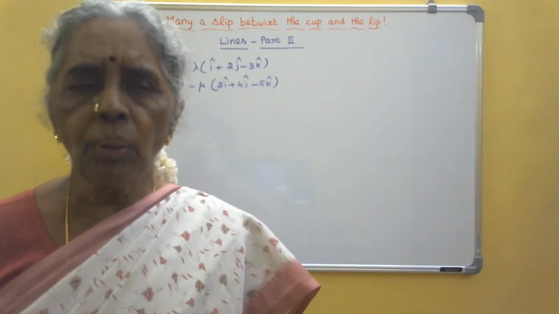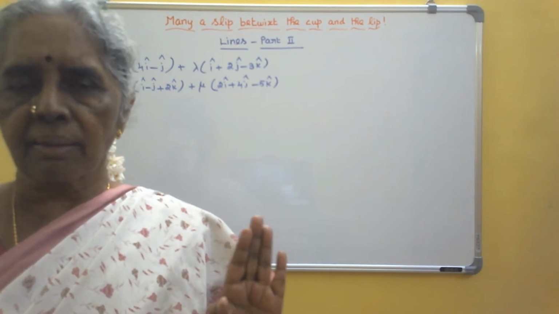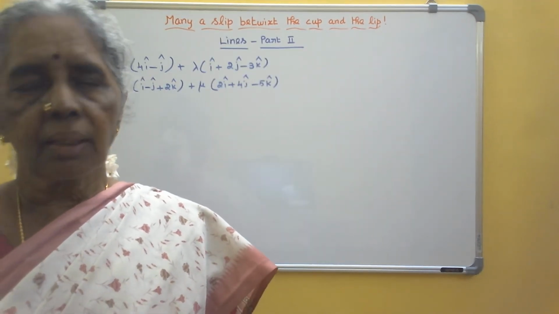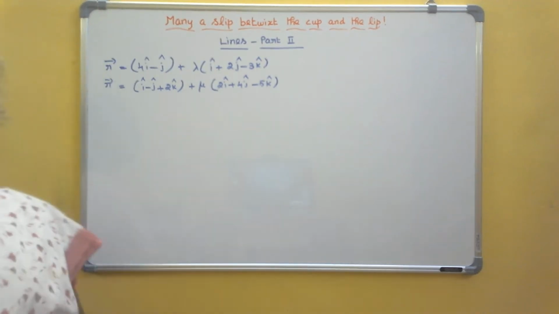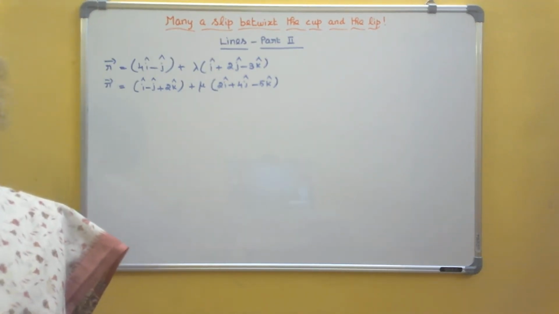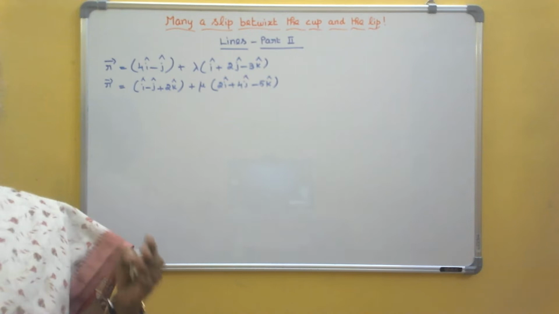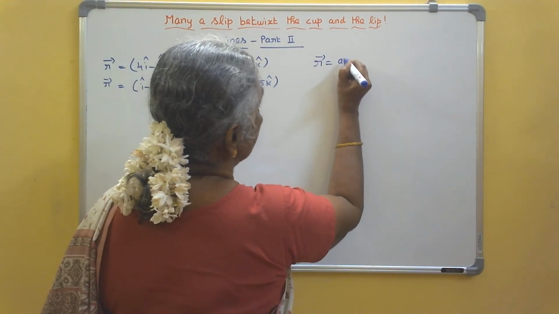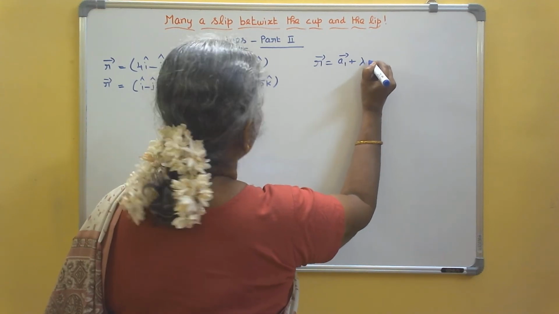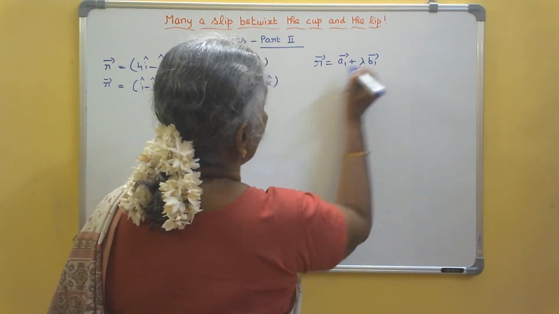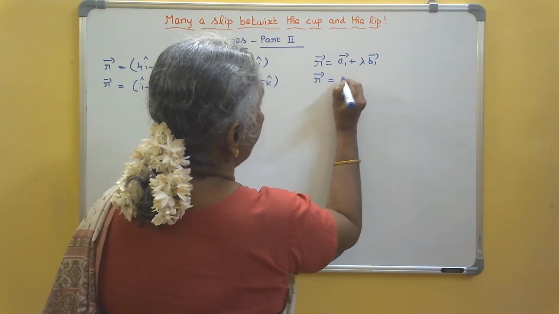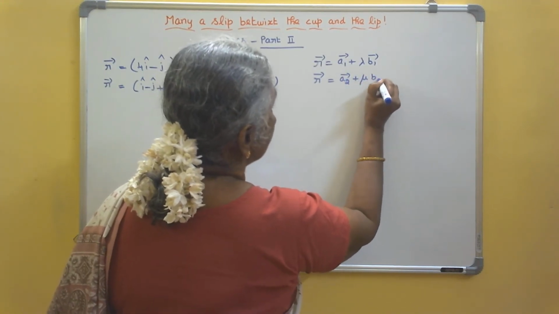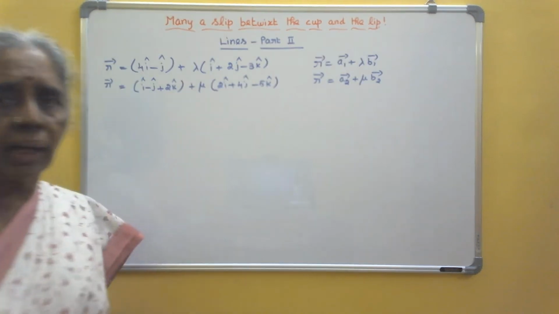So, you know they are not parallel lines, right? So now they should be only skew lines. Here we want to find the shortest distance between them. Now, let us compare it with this line: R vector is equal to A1 vector plus lambda B1 vector. The second line you compare with R vector is equal to A2 vector plus mu B2 vector, right?